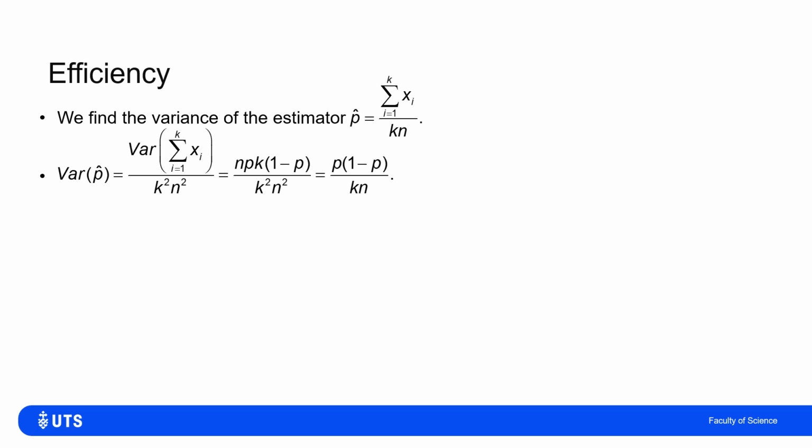The variance of the sum of these xi's will just give me npk(1 minus p), because they're independent. Each has variance np(1 minus p), and I'm adding k of them. So when I start to tidy that up a little bit, what I will get is p times (1 minus p) divided by kn.